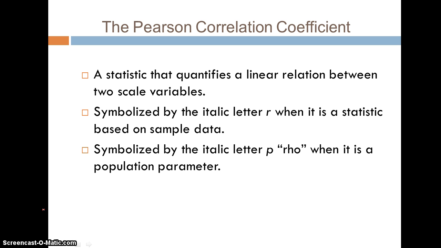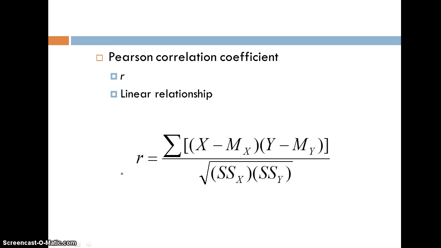Okay, so the Pearson correlation coefficient is a statistic that quantifies a linear relationship between two scale variables. And we symbolize that with the italic letter R, which is a statistic based on sample data. But we use the Greek letter rho when it's a population parameter. And this is the formula for our correlation coefficient, which I will talk a little bit more about in the next video when we talk about how we use correlation in hypothesis testing.